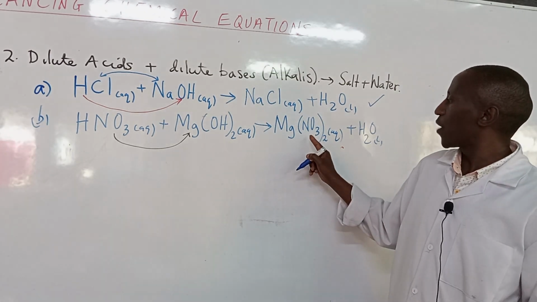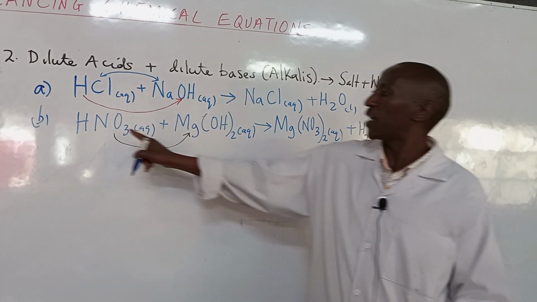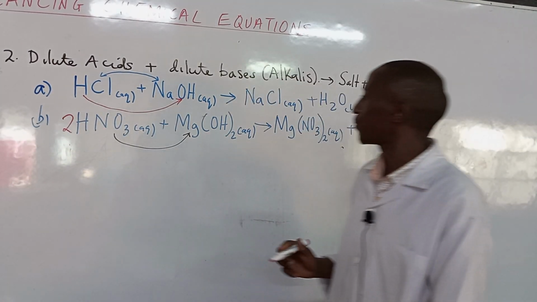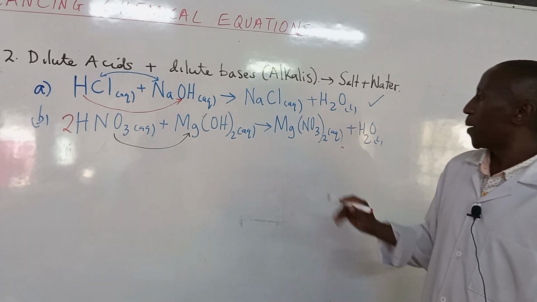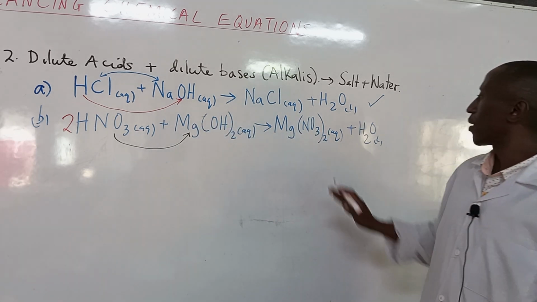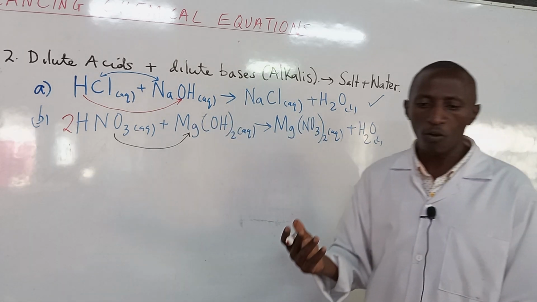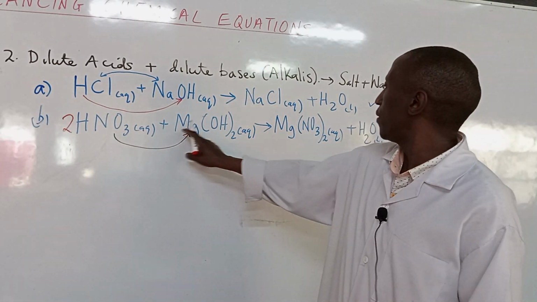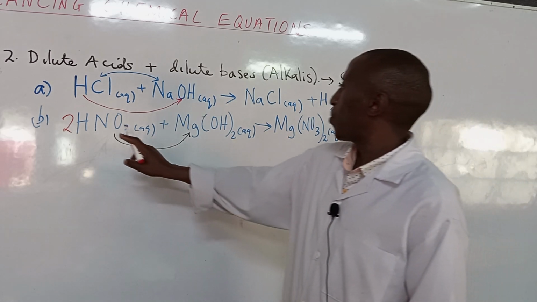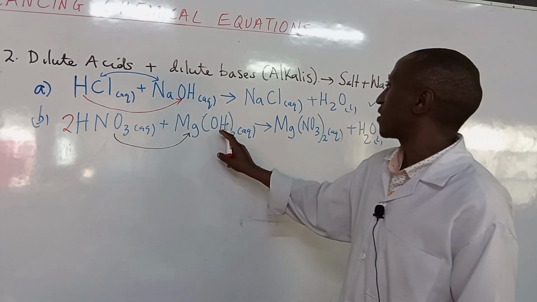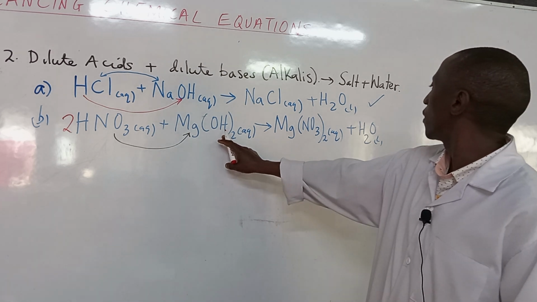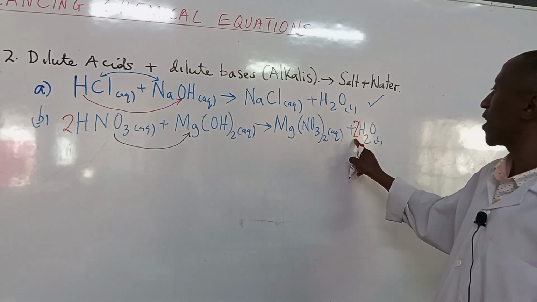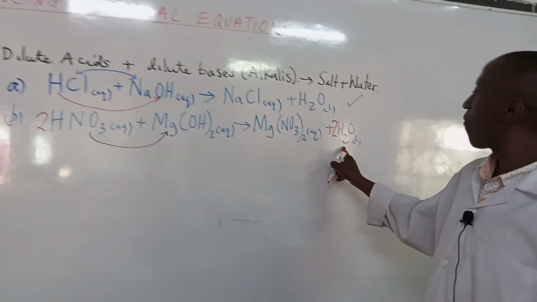Let's count. We have 2 nitrate radicals, and here we have 1. So that means we need to balance with a 2 here. And the nitrates are balanced. Let's look at the case of others. Magnesium, we have 1, 1. The hydrogens are 2 plus these 2, and that makes 4. So we need to put a 2 here, and that case gives us 4 hydrogens.